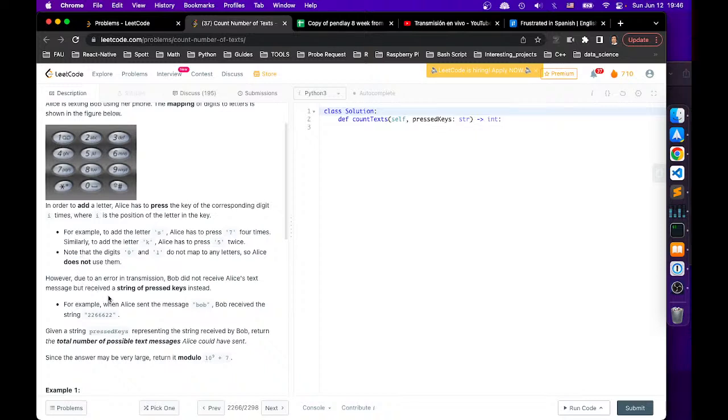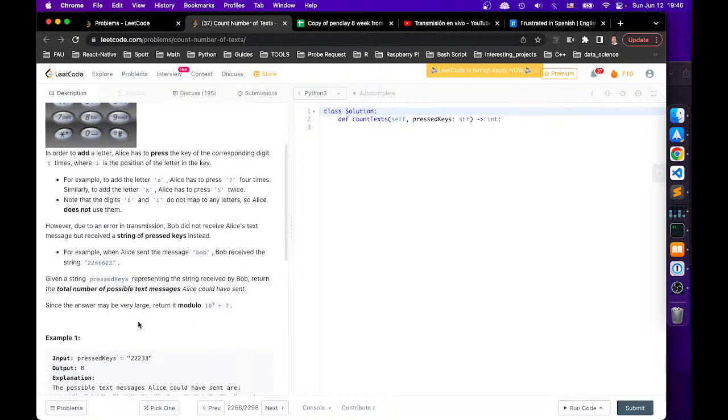However, due to an error in transmission, Bob did not receive Alice's text message, but received a string of pressed keys. For example, Alice sent a text message Bob, and Bob received 226622. Given a string of pressed keys representing the string received by Bob, return the total number of possible text messages Alice could have sent. The answer would be very large, so return it modulo 10 to the 9th plus 7. That is a prime number.